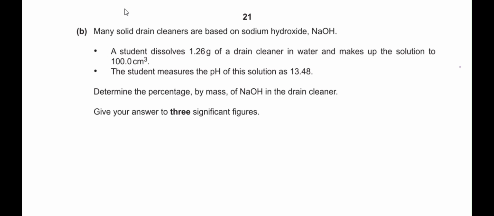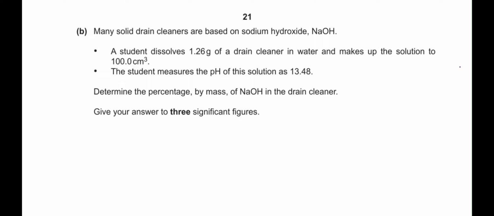Part B. Many solid drain cleaners are based on sodium hydroxide NaOH. A student dissolves 1.26 grams of a drain cleaner in water and makes up the solution to 100 cubic centimeters. The student measures the pH of this solution as 13.48. Determine the percentage by mass of NaOH in the drain cleaner? Give your answer to 3 significant figures.